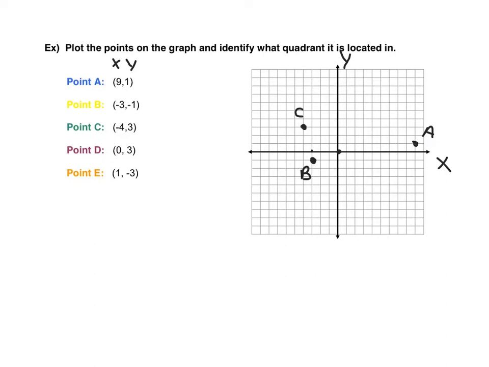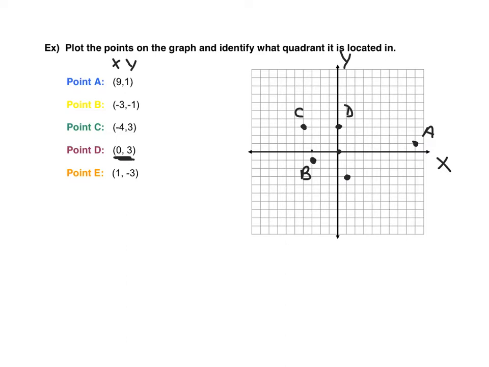Point D says 0, 3. 0 means we don't go left or right. We stay there and we jump up to 3. So that's going to be D. And then E is positive 1 and then down to negative 3. Now we want to identify the quadrant that these are in.